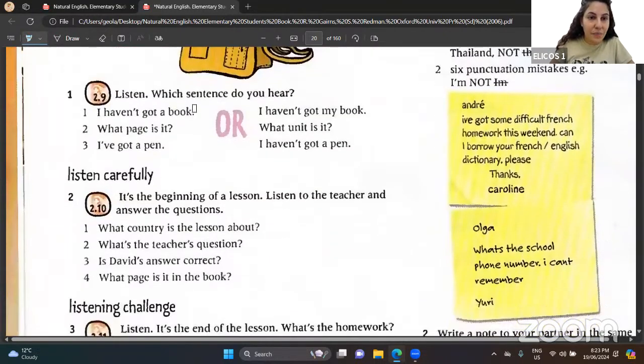So now, which sentence do you hear? We don't have the audio, but let's just read them. I haven't got a book. What page is it? I've got a pen. I haven't got my book. What unit is it? I haven't got a pen. Okay, positive, I have, negative, I haven't.